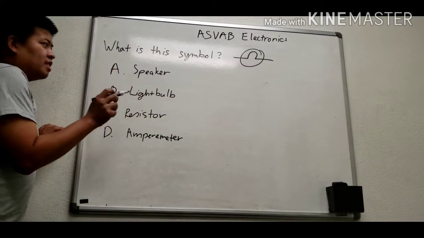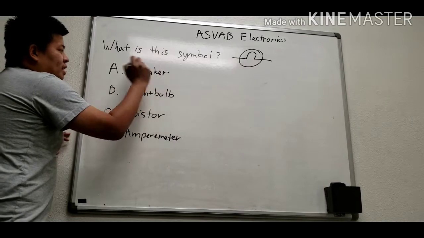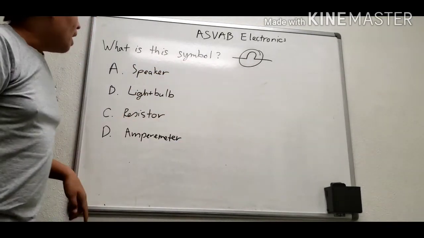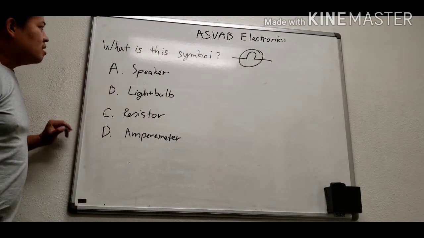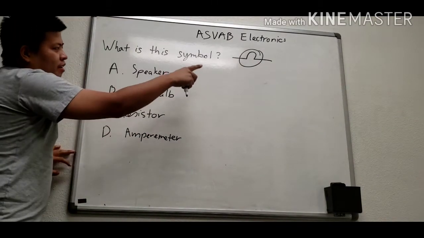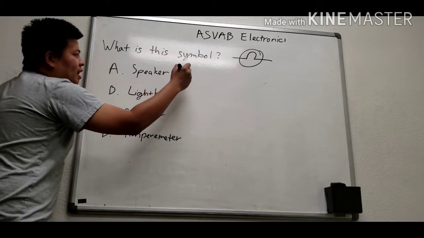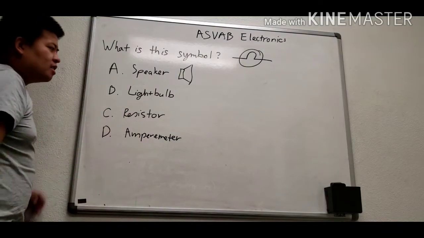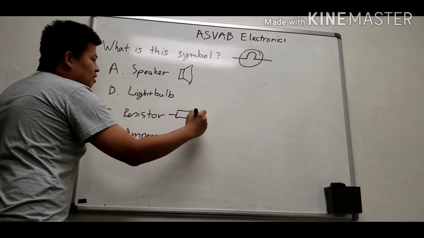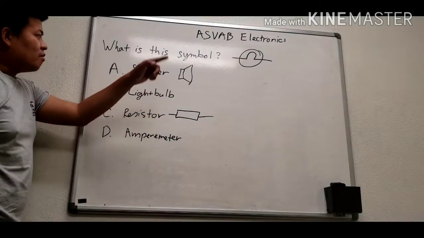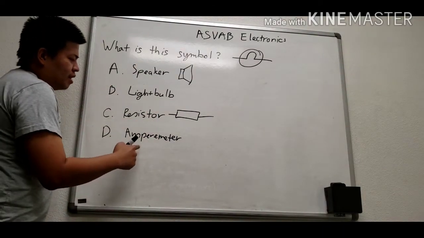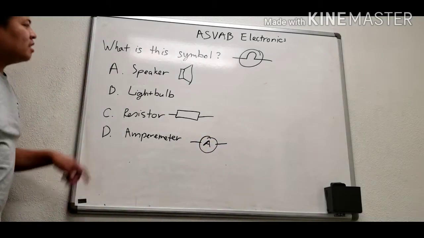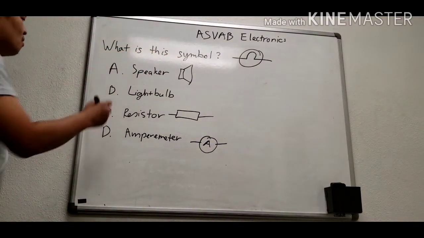The ASVAB test will ask what this symbol is. You can see that they provide a symbol for you, and we have A, B, C, D. In here you can see that it cannot be the speaker. The speaker should be like this. This cannot be the resistor. The resistor should be like this. That cannot be the ammeter because the ammeter should be like this. So the answer for this symbol is B.